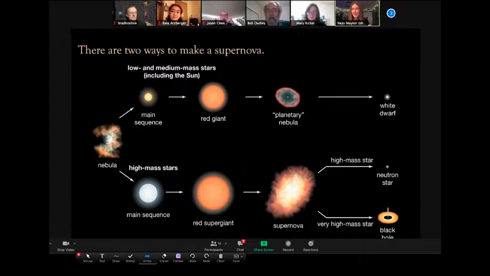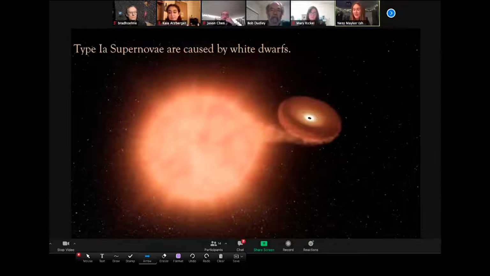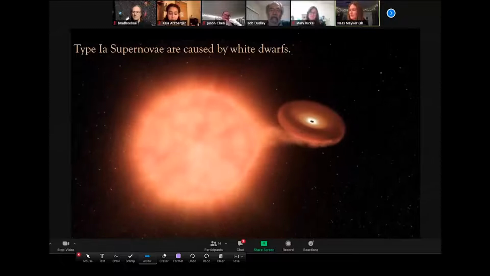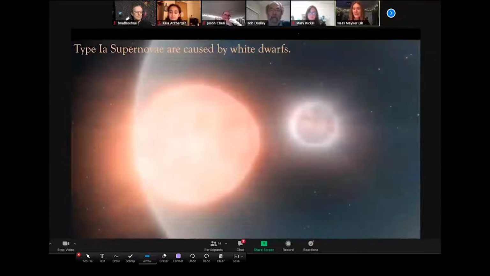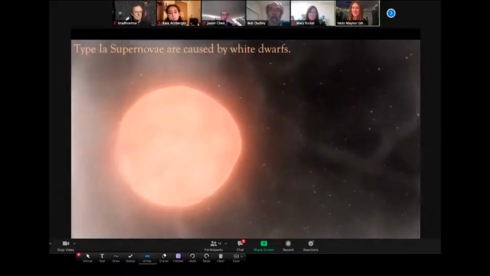I want to convince you, though, that both of these pathways can end up in a supernova. I know you'll look at this and say, Ness, I only see one supernova on that plot. But I'm going to show you how these smaller stars can also become supernovae. When a low mass star becomes a supernova, it's called a type 1a supernova. This is because the low mass stars will end up as slowly cooling white dwarfs. And if the conditions are just right and they have a companion star, they can accrete material, or pull material onto them, until they become so massive that they become a giant thermonuclear explosion.